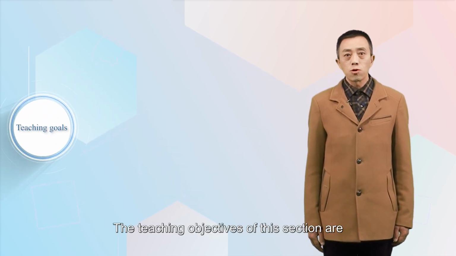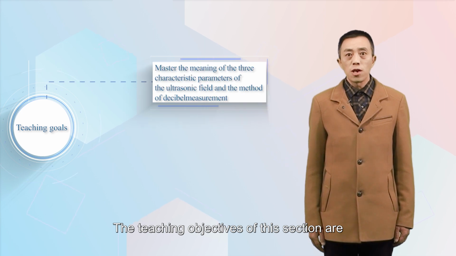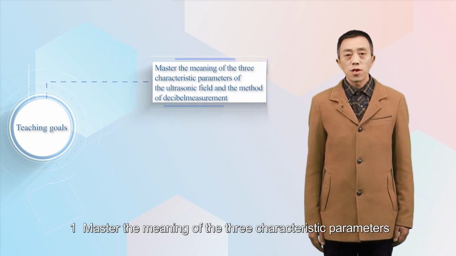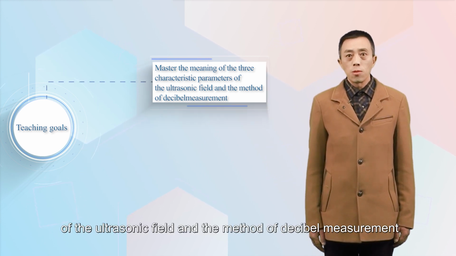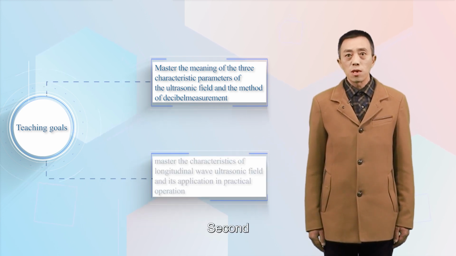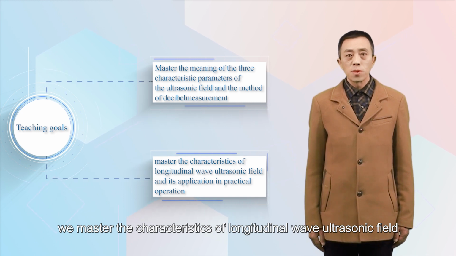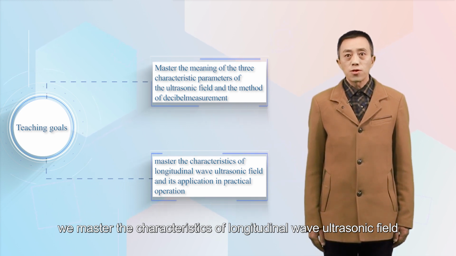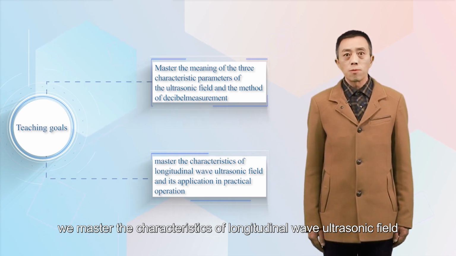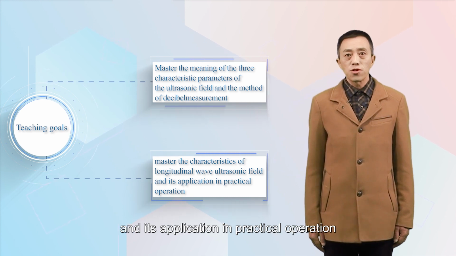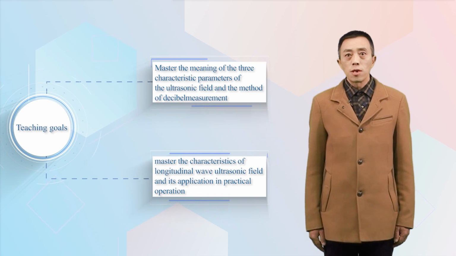The teaching objectives of this section are: 1. Master the meaning of the 3 characteristic parameters of the ultrasonic field and the method of decibel measurement. 2. Master the characteristics of the longitudinal wave of the ultrasonic field and its application in practical operation.